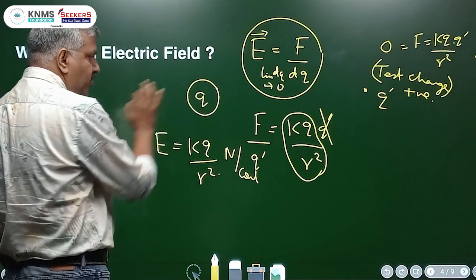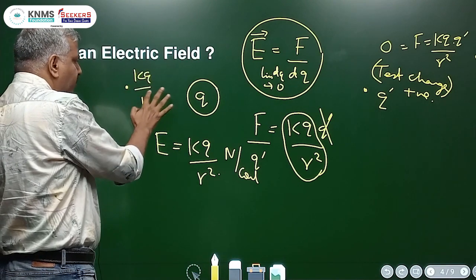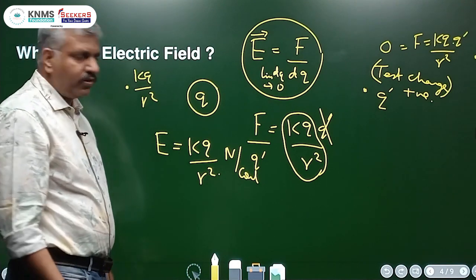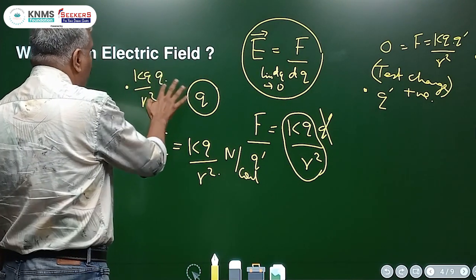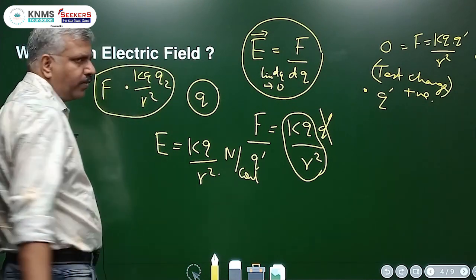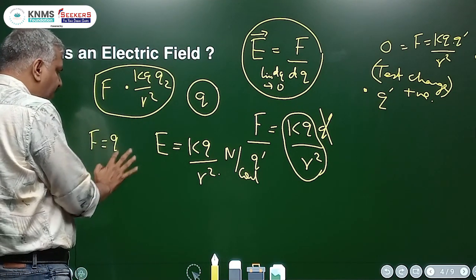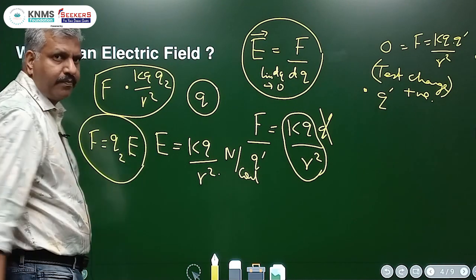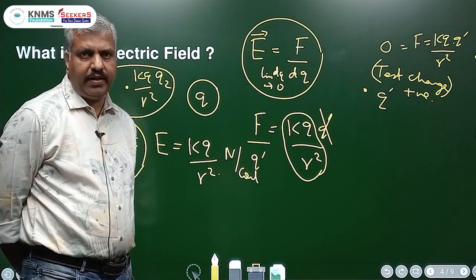So if I have a charge Q here, if the electric field here is KQ by R squared, then if I bring a charge Q2, what will be the force? This is the force per unit charge. Because I am bringing Q2, the net force on this charge will now become Q2 times KQ by R squared. That means force is equal to the second charge into the electric field intensity. Force is equal to Q2 into the electric field intensity.